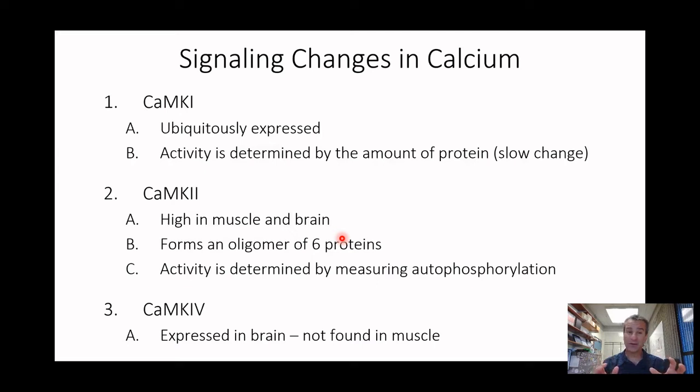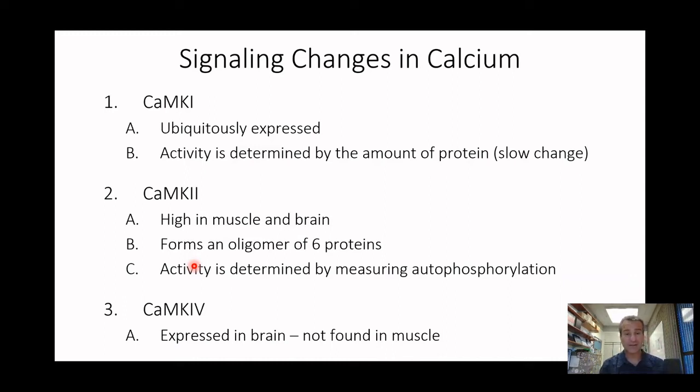It's an interesting molecule because it forms an oligomer, which is basically a bunch of things that come together to form one active unit. You need 6 of these proteins to come together to form the active CAM kinase 2. And once it forms, its activity is regulated by its phosphorylation. So if you want to increase CAM kinase 2 activity, it's going to autophosphorylate, and you can measure that as an increase in CAM kinase 2 activity.